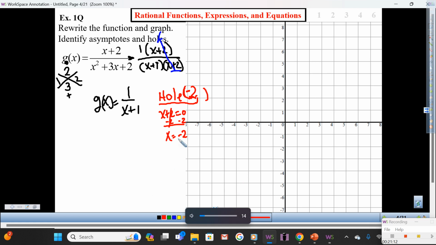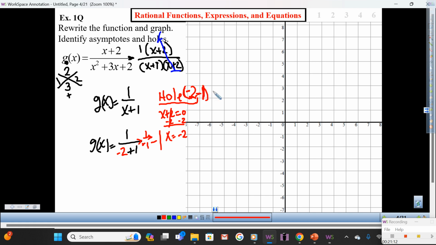Claire, what do I do with that x value? Into the x of the equation. So g of x equals 1 over blank plus 1. So that is negative 2. So this gives us what, everyone? Negative 2 plus 1 is negative 1. So 1 over negative 1 is what? Negative 1. So that goes right here. So we got our whole done. So now we just need to graph our equation.